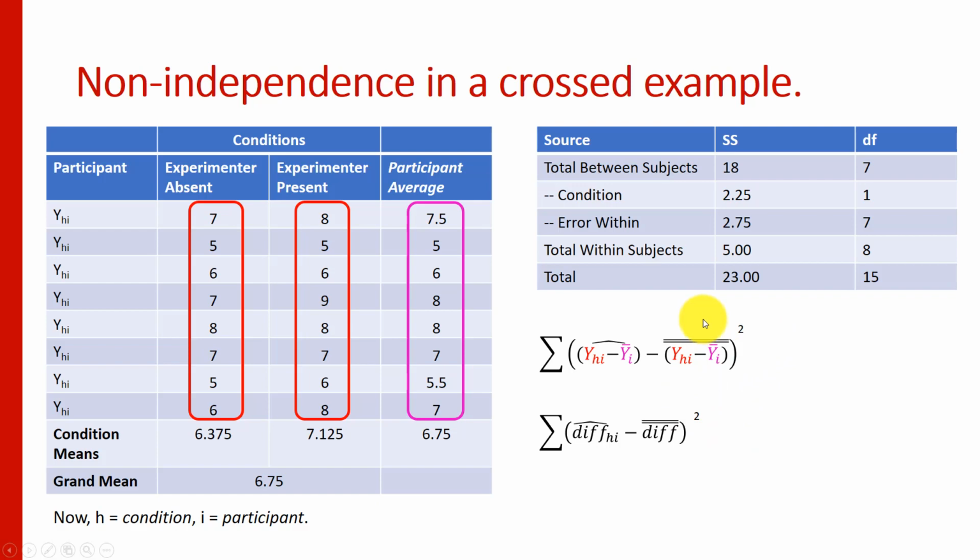Once we have that calculation, we could actually calculate the SSR, the sum of squared errors reduced by the effective condition, just by subtracting the unexplained variance away from the total variance. 5 minus 2.75 is equal to 2.25. But that's not very informative. What we actually want to see is how we can calculate the sum of squared errors reduced for the effective condition. And again, we can write this formula in 2 different ways.